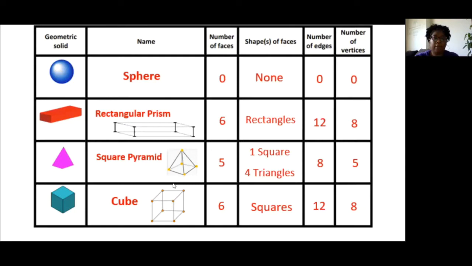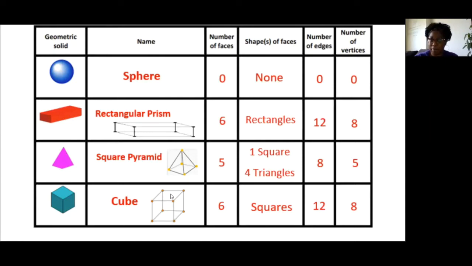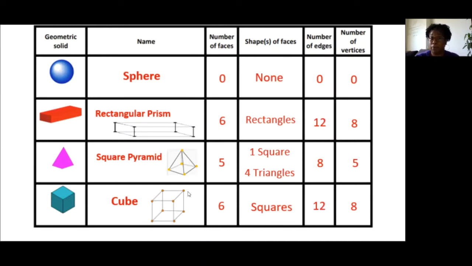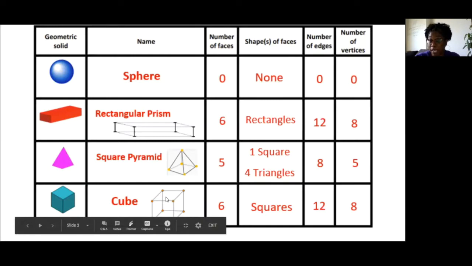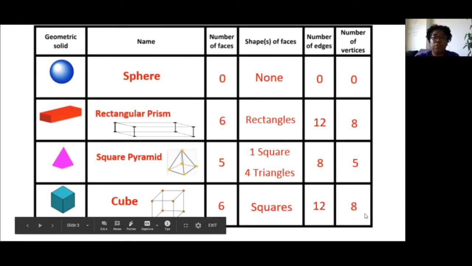Okay, and finally the cube. The cube has 6 faces, all of them are squares, 12 edges, 8 vertices. Okay, if we have 4 vertices on top of the cube, how many should we have at the bottom of the cube? 4. You're absolutely correct. Okay, for a total of 8. And we know that all sides of our cube are equal. So therefore, if we have 4 on the top or 4 on the side, we should have 4 on the other side for a total of 8 vertices. Awesome. So let's move to the plane shapes.